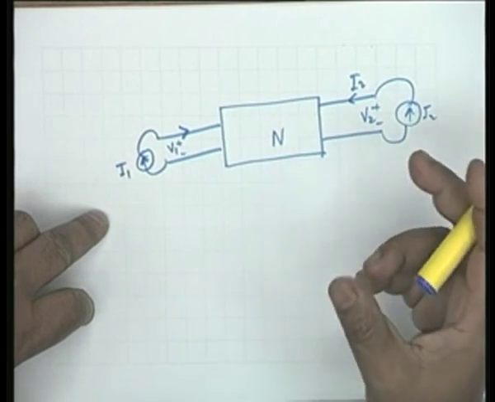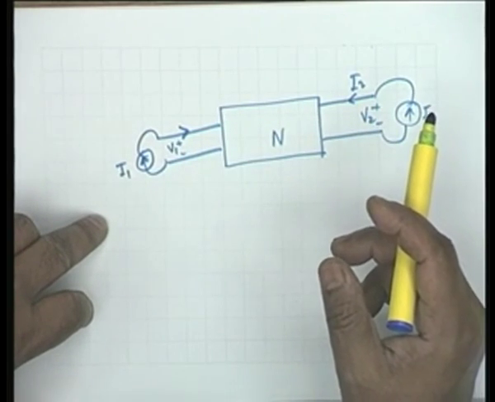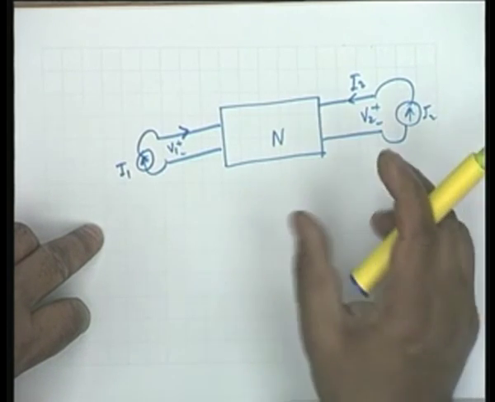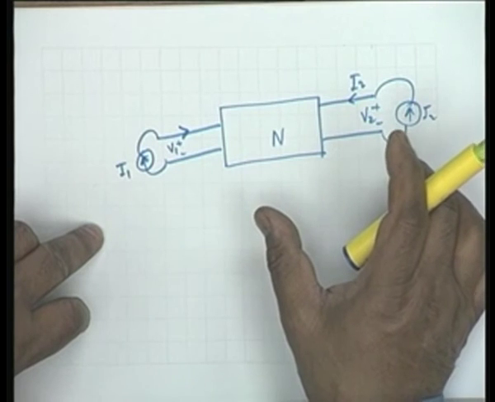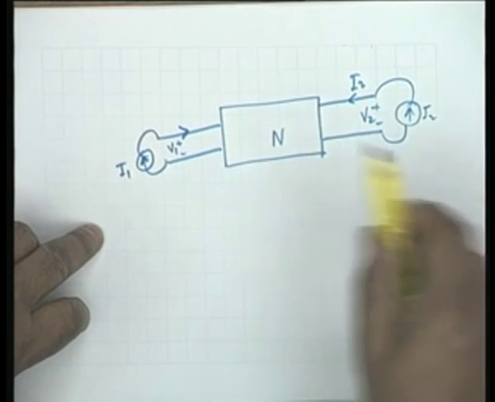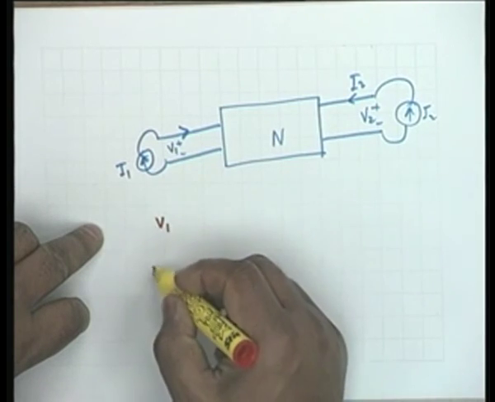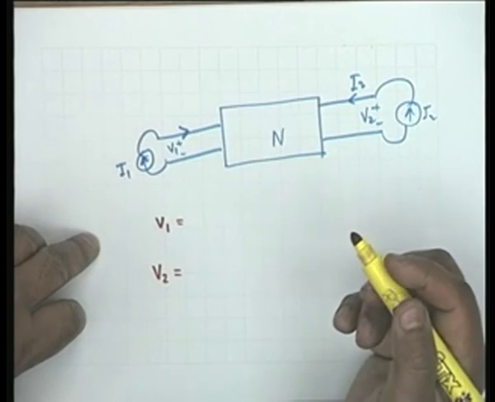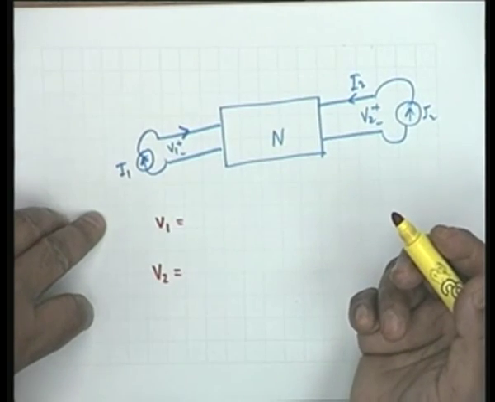These are the only two other quantities, physical quantities that you can measure, and therefore V1 and V2, these are the dependent parameters, they are expressed in terms of I1 and I2.